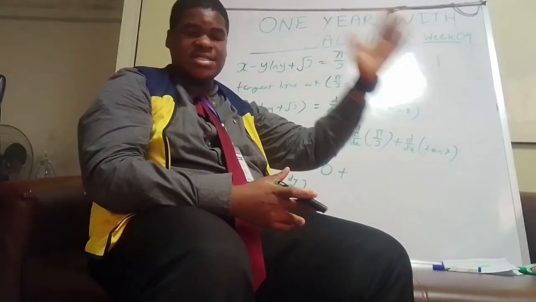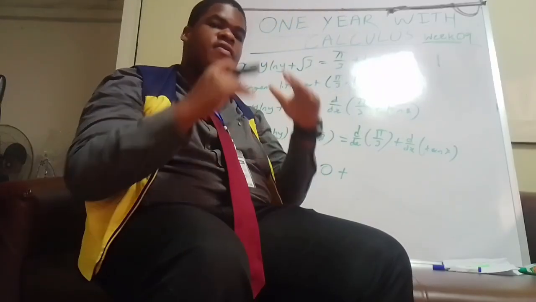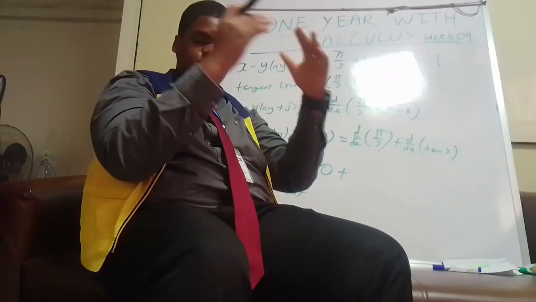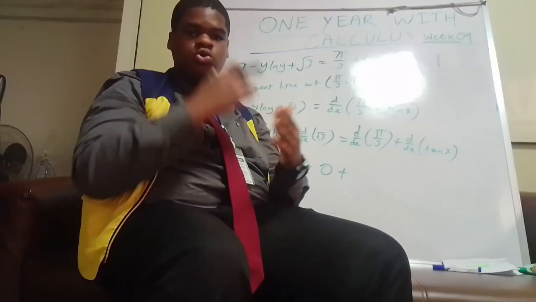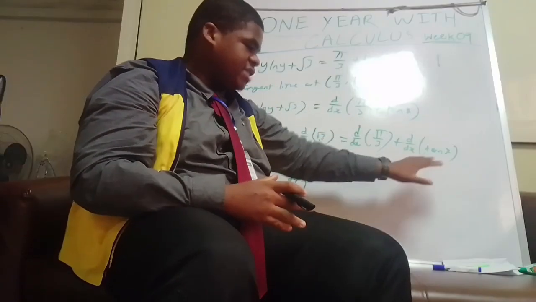If you use the quotient rule, you're going to have sin square x plus cos square x in your numerator. Then in your denominator, you're going to have cos square x. So we're going to have 1 divided by cos square x, which is equal to sec square x.